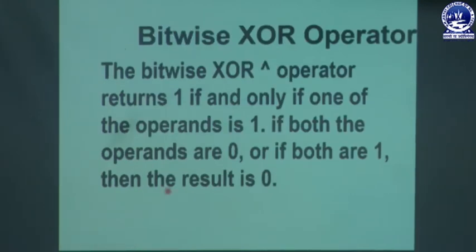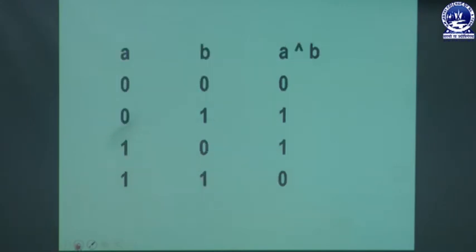Now, we will discuss the bitwise XOR operator. The XOR operator is totally different from AND and OR. It returns 1 if and only if one of the operands is 1. If both the operands are 0, or if both the operands are 1, then the result is 0. Now, we will explain this one by giving a truth table.